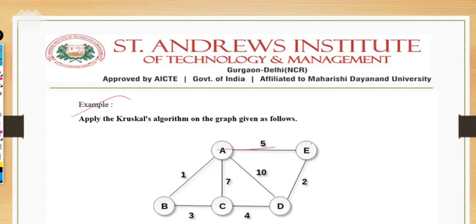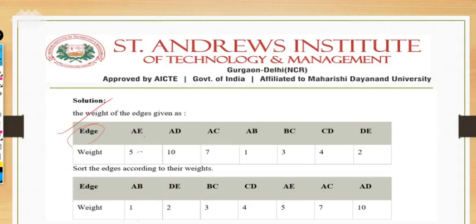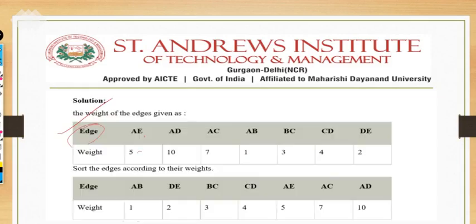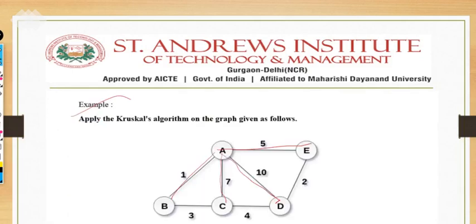First is AE, I have written with the edge weight 5. So AE with the edge weight 5. Next is AD with the edge weight 10, AC with the edge weight 7, AB with the edge weight 1. So 10, 7, 1. We have covered all the edges which are connected to A.